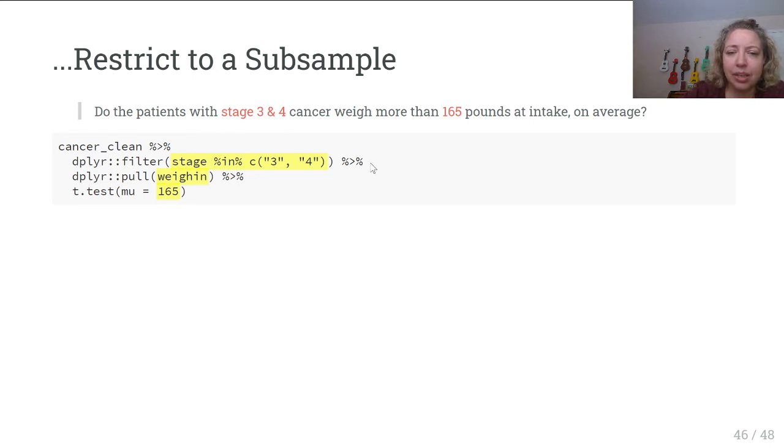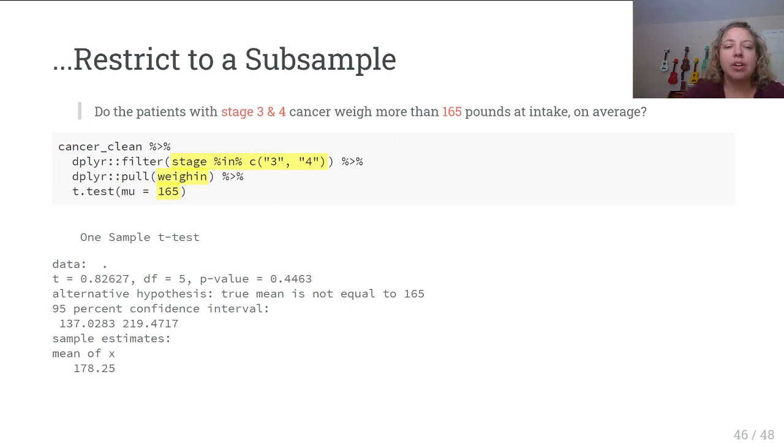Again, we've been learning lots of different building blocks, and we can assemble them in whatever order will answer the question we're looking for. But you do have to make sure you filter the people in your study before you pull the variable out, or else it won't work. So here I've run the code, and here's my output. It looks the same format, but the numbers are different.